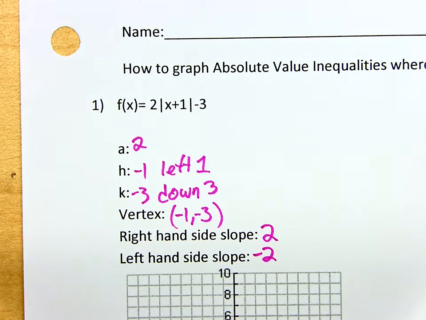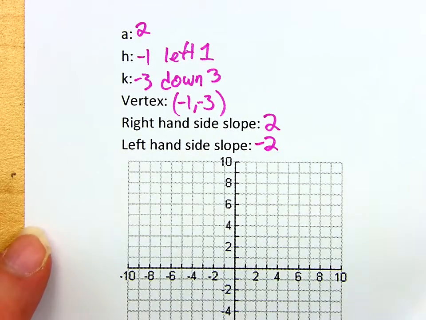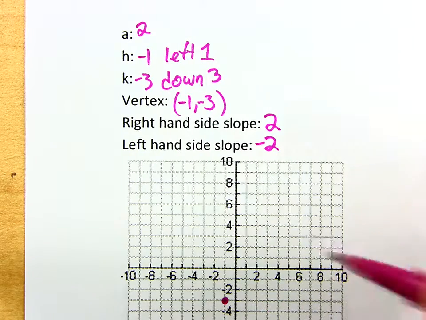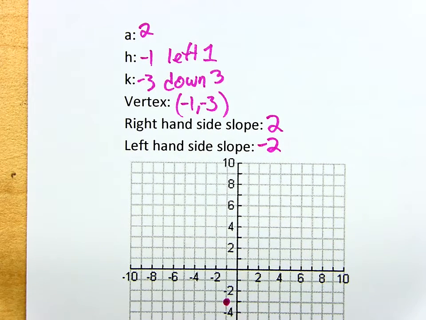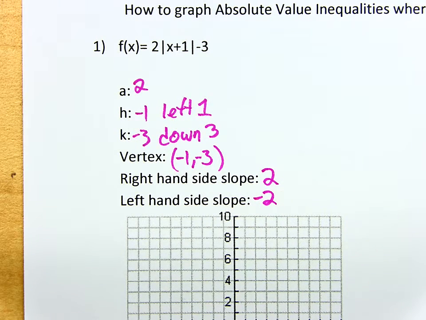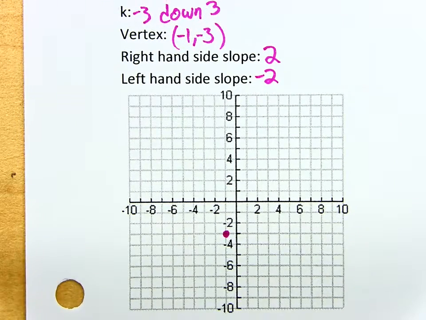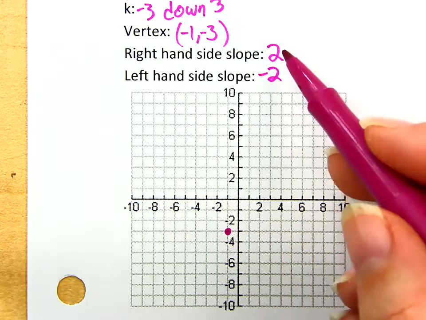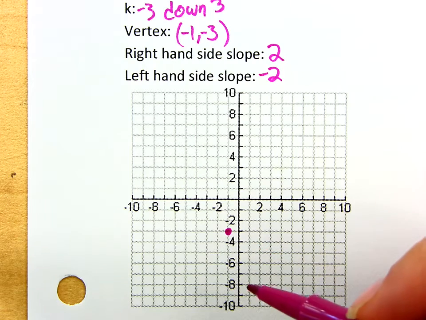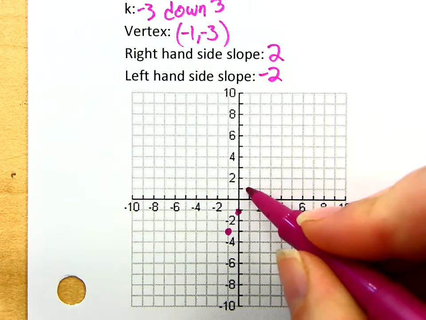So how do we graph this? It's actually pretty easy. We're going to start at that vertex, -1, -3. And then, well, is this right side up or upside down? Right side up, right? Because A is positive. That's the only way to get an upside down V is if A is some negative number. But it's positive, so this is going to be a right side up graph. So I have my vertex, and all I have to do is follow my slope for the right-hand side. So if the slope is 2, what does the slope of 2 tell me to do? Up 2 over 1.